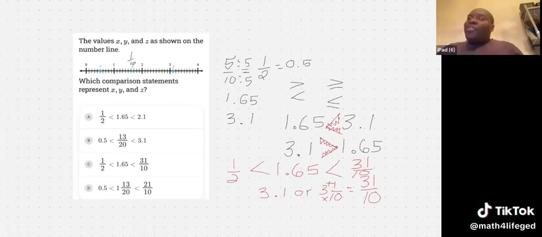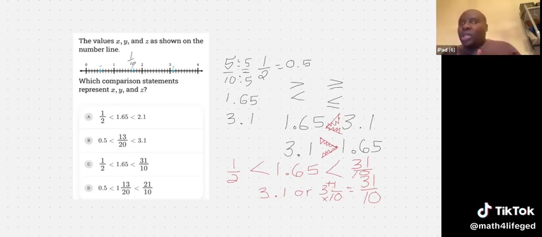So how do you change improper fractions to mixed numbers? By division. You divide the numerator by the denominator. And how do you change mixed numbers back to improper fractions? You multiply the denominator by the whole number, and you add the product, which is the answer of the multiplication, to the numerator. So in this case, 10 times 3 is 30. 30 plus 1 is 31.